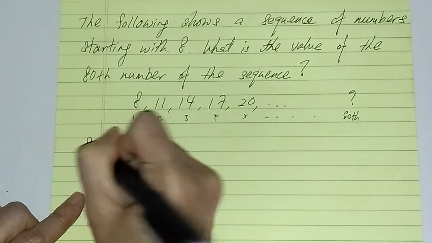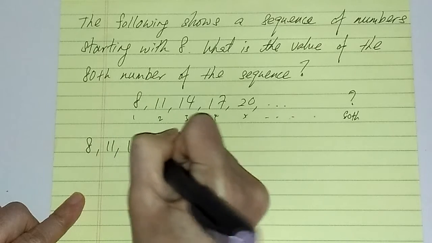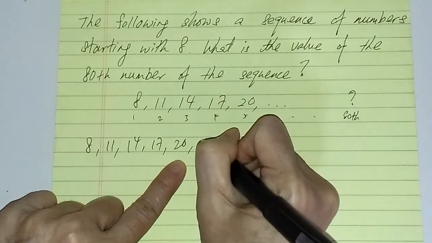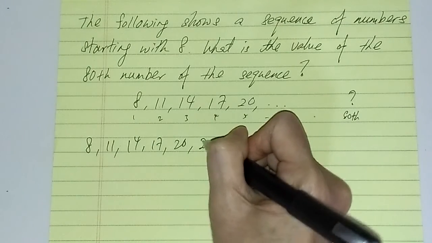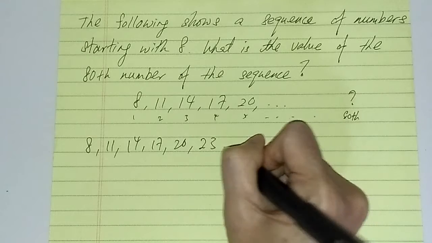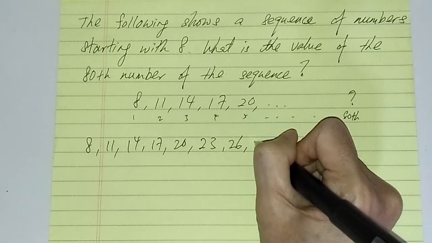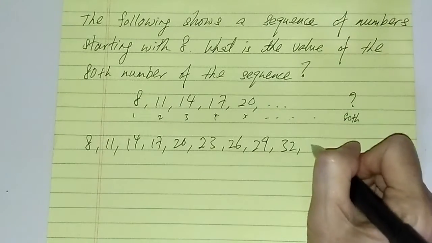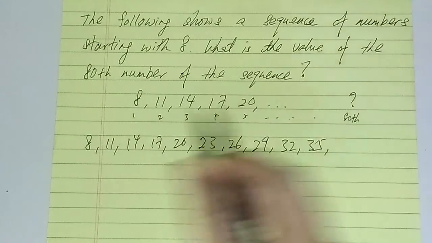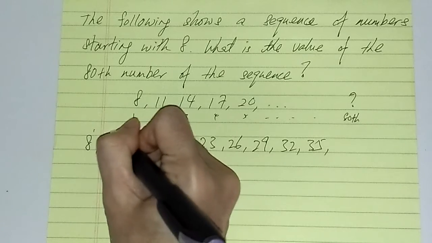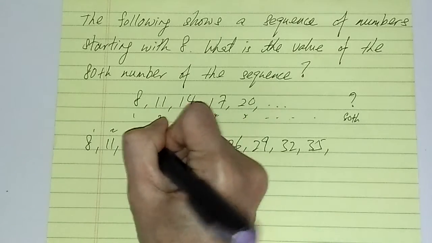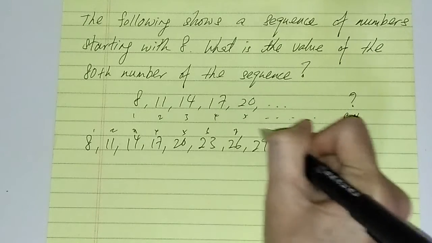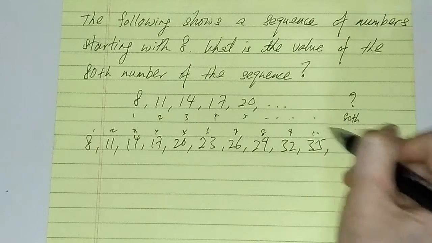Okay, if you look at this, 8, 11, 14, 17, 20, the next one will be what? 23, 26, 29, 32, 35. Okay, say this is 1, 2, 3. We just have to write a few. Okay, 1, 2, 3, 4, 5, 6, 7, 8, 9, 10.